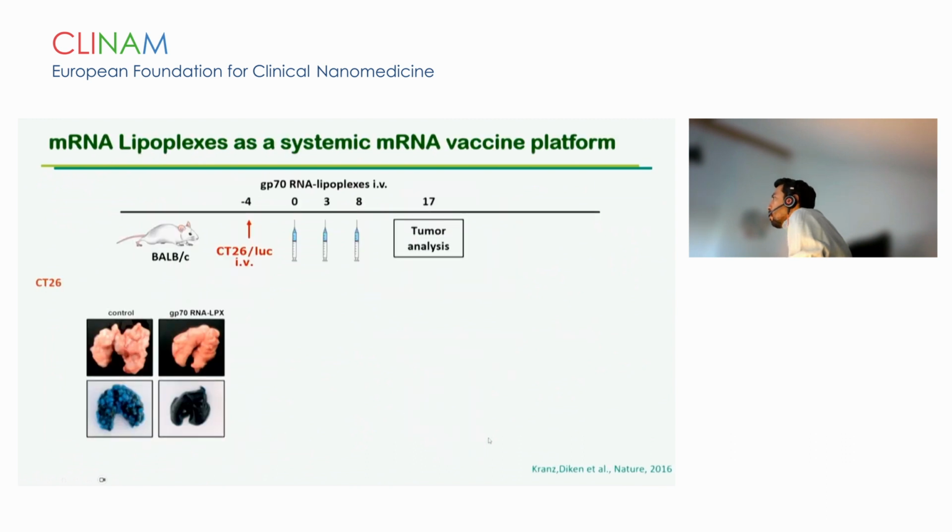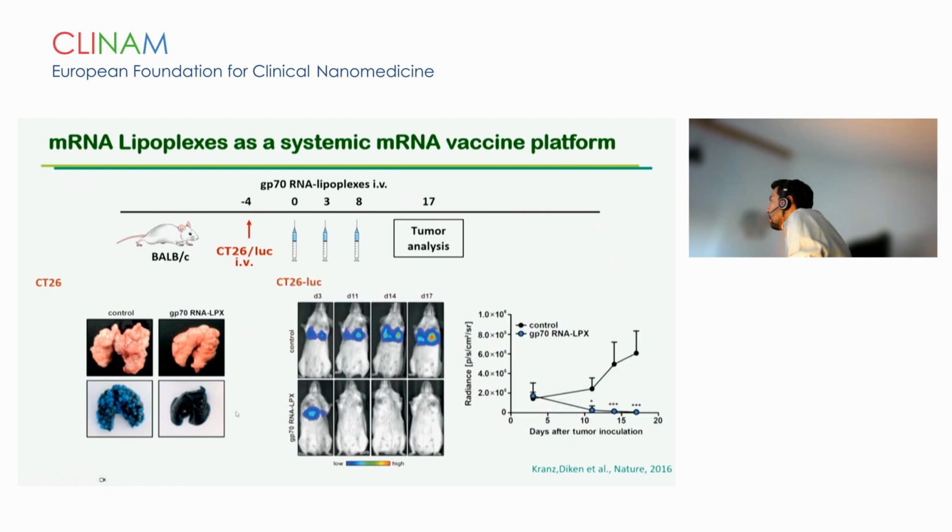So we also used this in some tumor experiments, and you can nicely see that in a colon carcinoma model, when we immunize with mRNA lipoplexes, we have mice totally free of tumors in the lungs. This is another example. This time the luciferase is coming from the tumor cells. They are growing happily in the lungs, but when we immunize, the growth is completely inhibited.